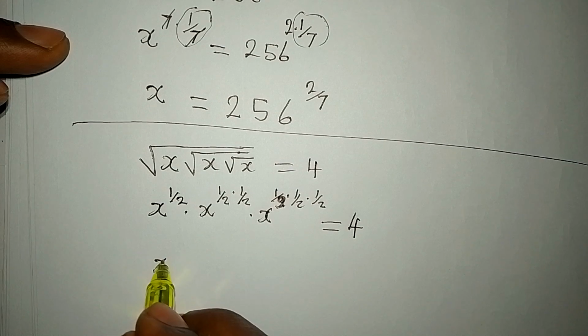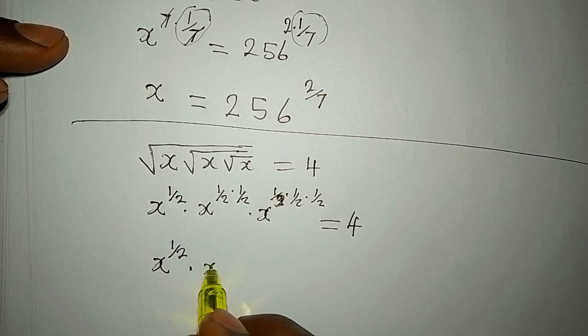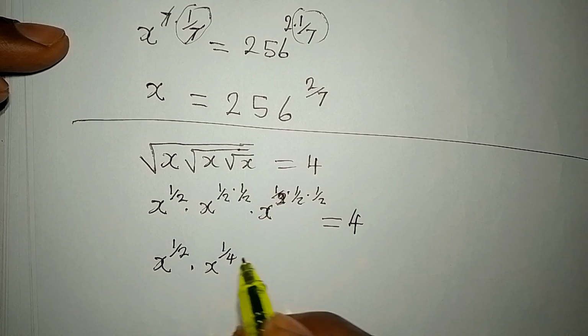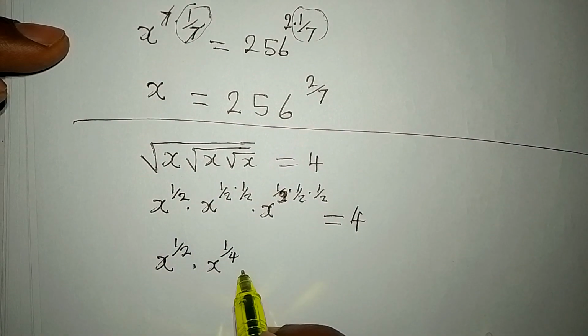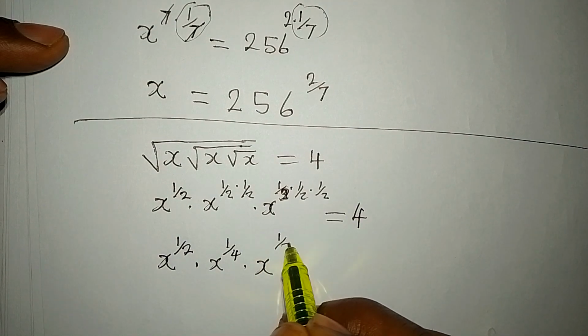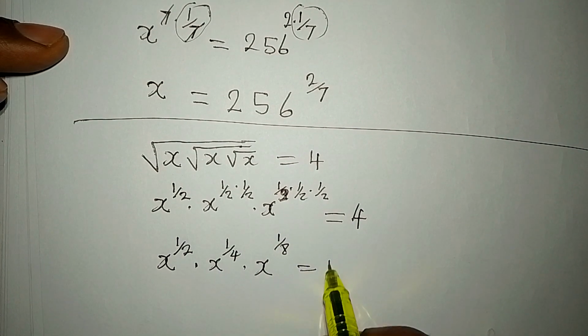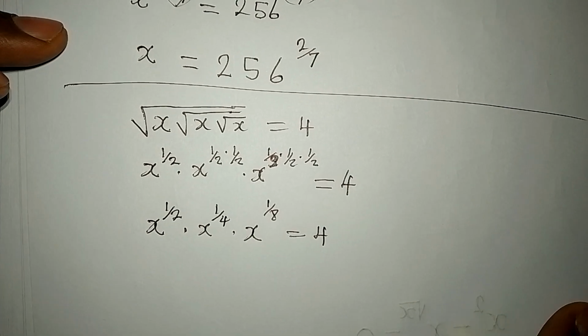So here we have x to the power of 1 over 2 multiplied by x to the power of 1 over 4. I'm just multiplying. 1 over 2 times 1 over 2 is 1 over 4. Then multiply by x to the power of 1 over 8. So everything is equal to 4. Now what do I do from here?